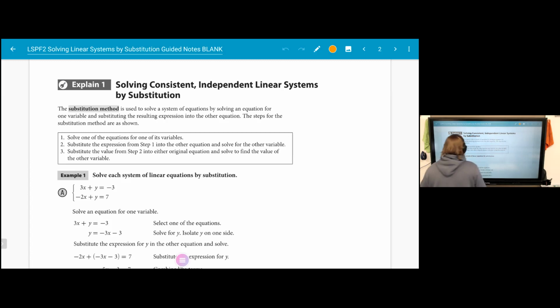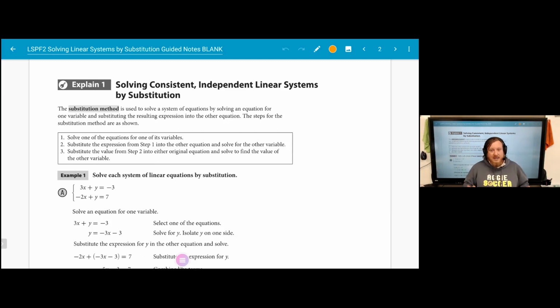Solving consistent independent linear systems by substitution. In other words, let's talk about how two lines can interact. I could have two lines that cross at one point. I could have two lines that are parallel and don't have any intersection points. I could also have two lines that are actually the same line and have an infinite number of solutions. What I want to start with here is what happens when we have one solution? What does it look like?